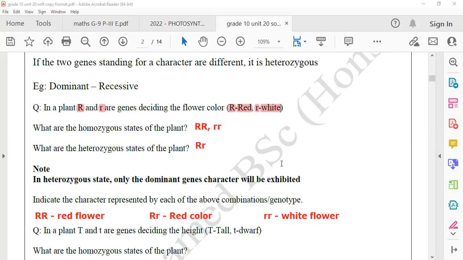Sharp at 11 o'clock, I will stop the session. Okay.